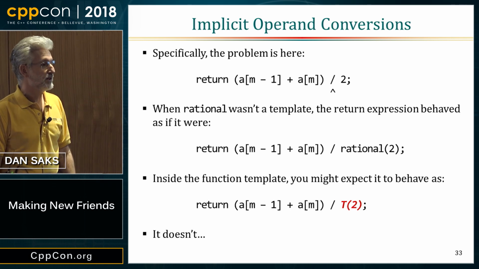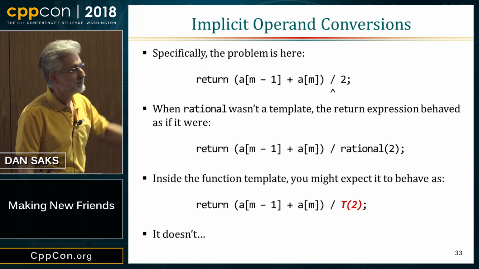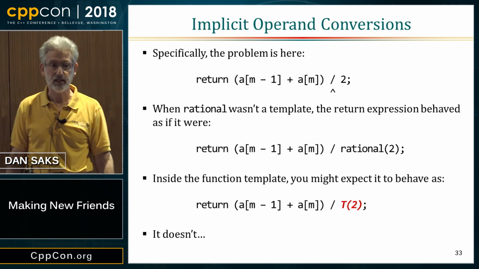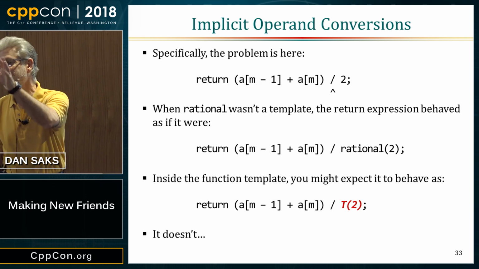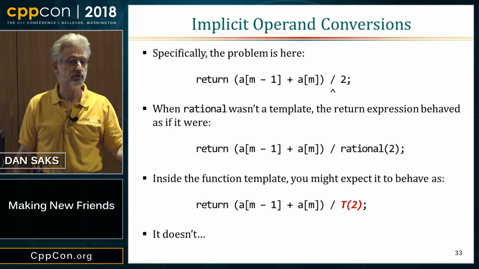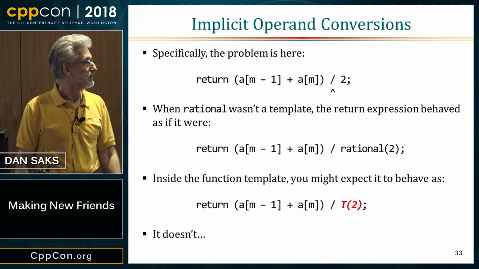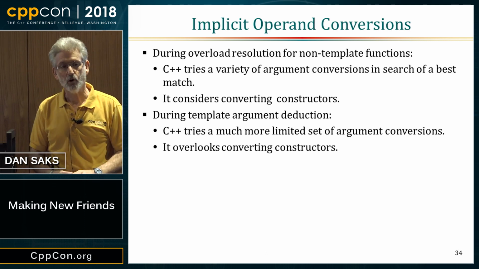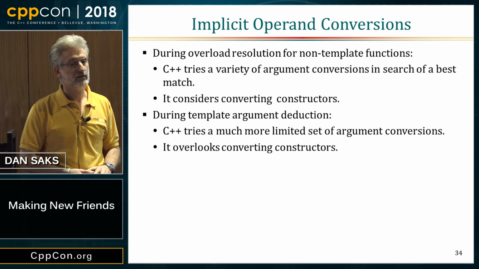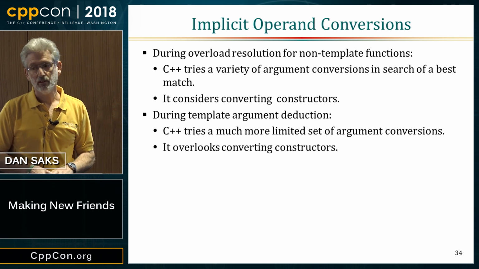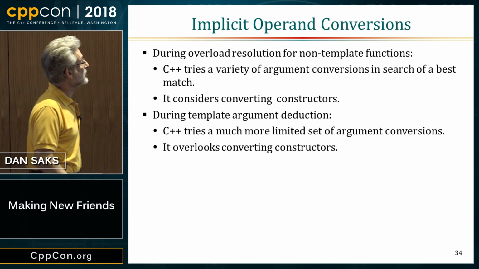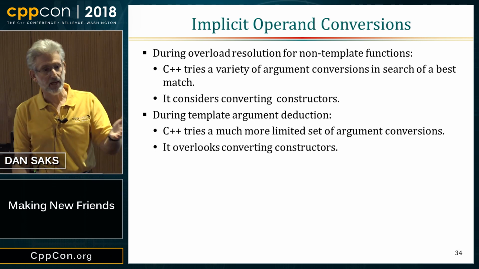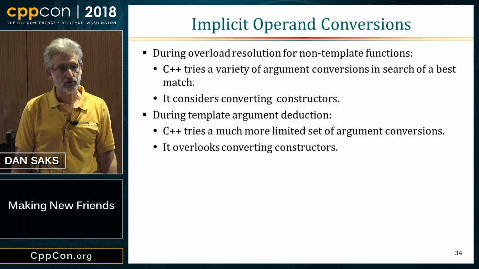You can test that out by saying, maybe if I force it in the direction that I want it to go, I say not 2, but 2 explicitly converted to type T. Now the compiler says, okay, I can see how to do that, and it produces the expected result. It has to do with the difference between overload resolution and template argument deduction, the extent to which the compiler is willing to apply conversions to operands in order to find a match.